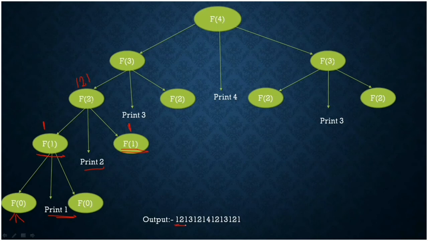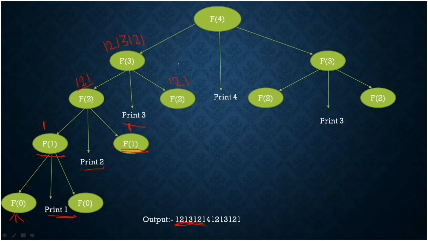After this f of 3 is printed. So f of 3 is f of 2, which is 1, 2, 1. After that print 3, 3 will be printed, and again f of 2. f of 2 is what? 1, 2, 1. So this is printed, 1, 2, 1. This whole is your f of 3. f of 3 is what? 1, 2, 1, 3 and 1, 2, 1. This is f of 3.